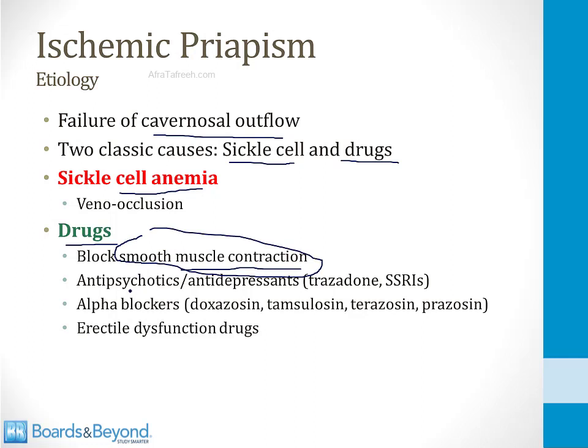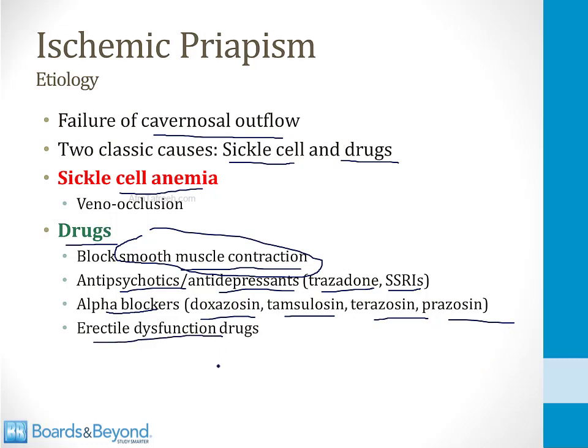So first of all, there are a couple of antipsychotics and antidepressants that sometimes do this. Trazodone is famous for this, so are some SSRIs. And then alpha blockers can do this, and that should be easy to understand. These block vasoconstriction, and therefore they relax smooth muscle. That can block smooth muscle contraction. So drugs like doxazosin, tamsulosin, terazosin, prazosin, these are all given for hypertension or sometimes for BPH. They can cause priapism. And then finally, erectile dysfunction drugs, which we'll talk about later in this video.